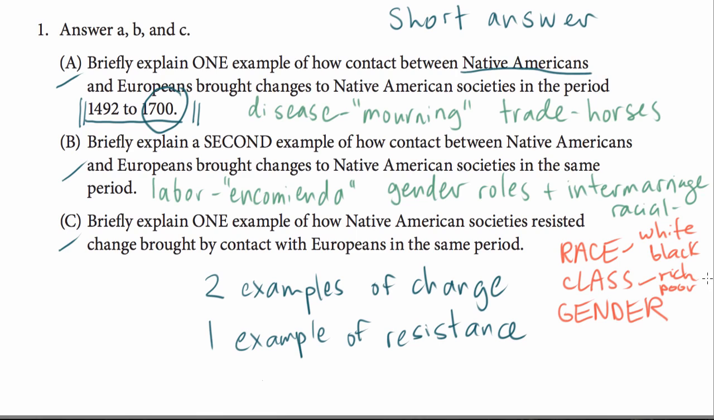And that might also include people who own a factory, for example, versus the people who work or labor in a factory. And lastly, you might think about whether something affects men or women differently, or people of different gender expressions or sexualities. So if you're stuck on what to write, take some time to think about how a certain event may have affected anyone in these three groups differently than another group.